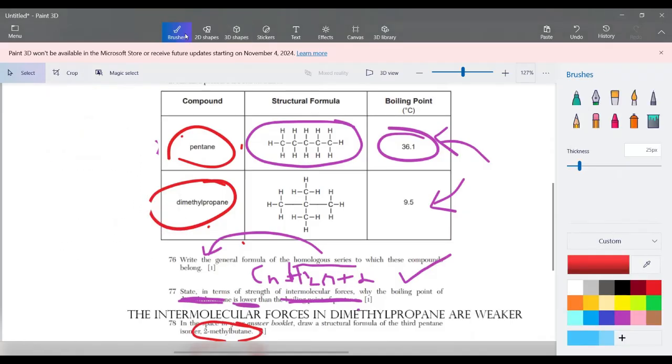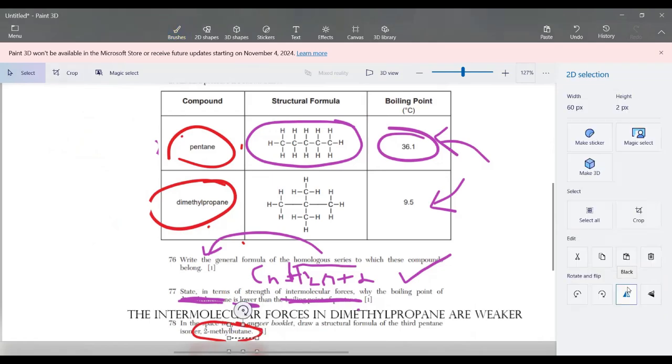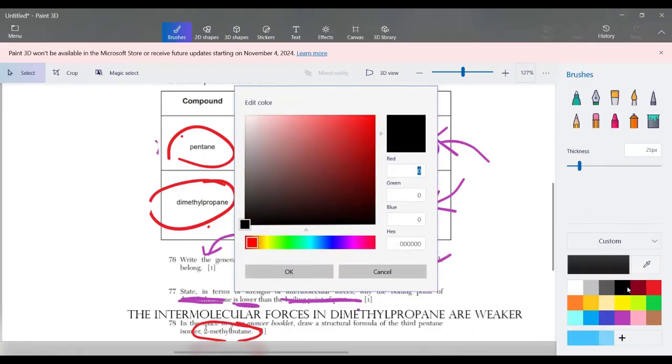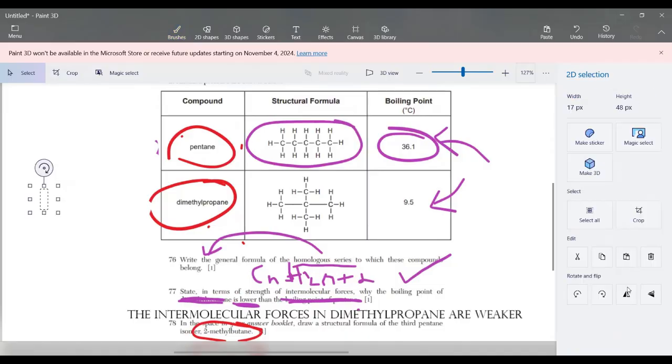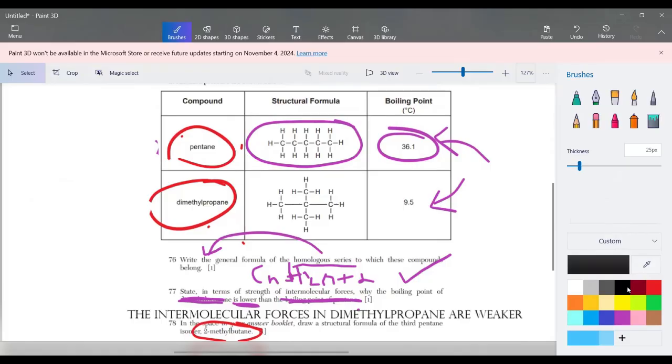Hopefully, you've been paying attention and you can draw methylbutane. All right, so 2-methylbutane. So I'm going to follow my rules for branched hydrocarbons. In a branched hydrocarbon, I am going to first draw the parent chain. My parent chain is butane, so that's 4 carbons.